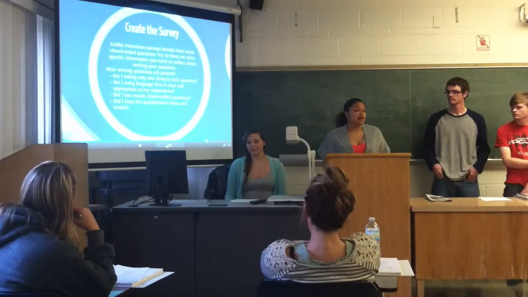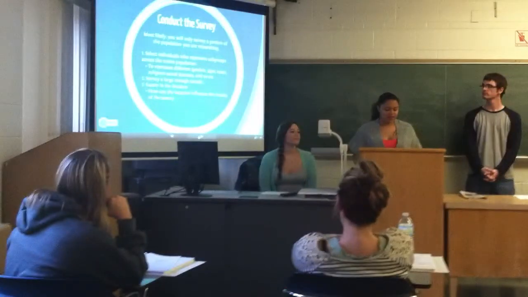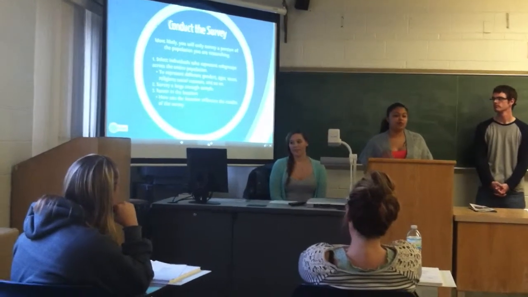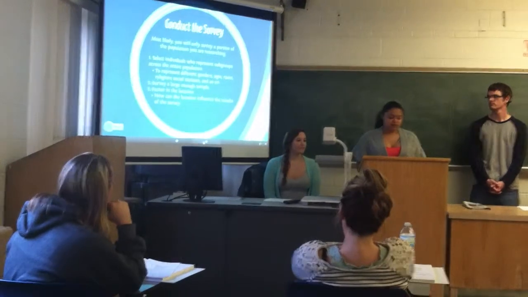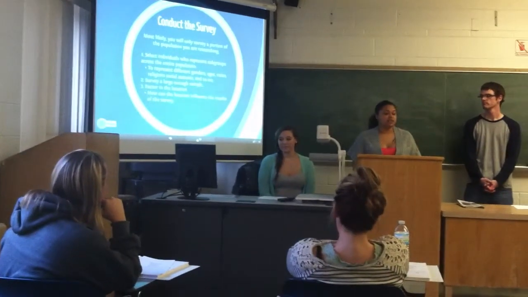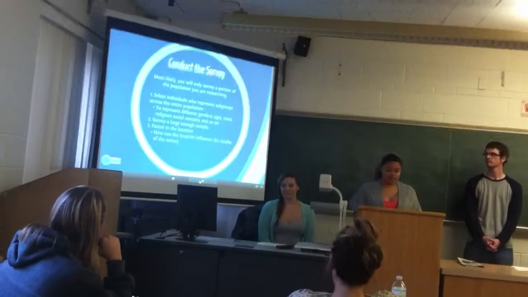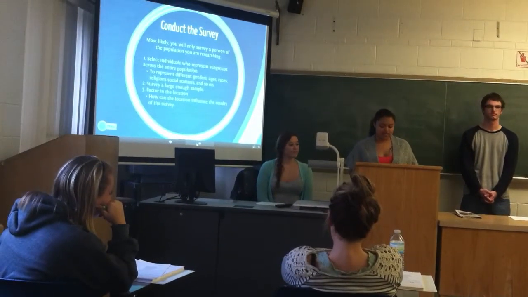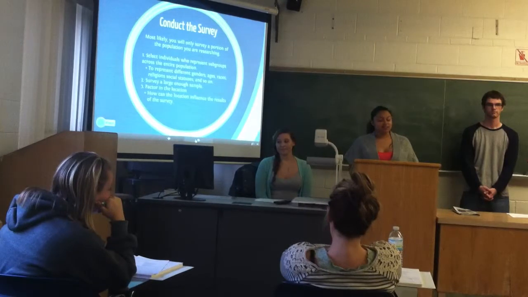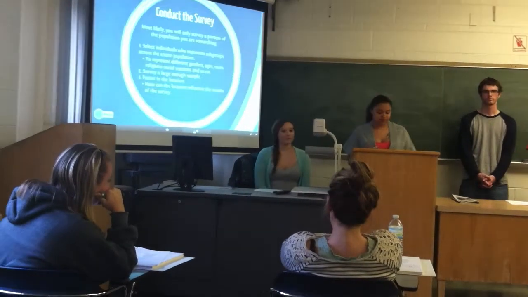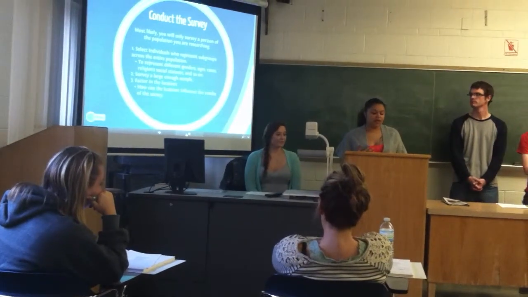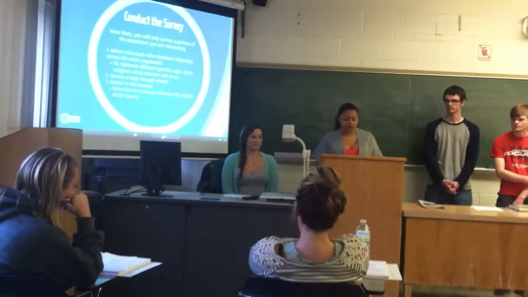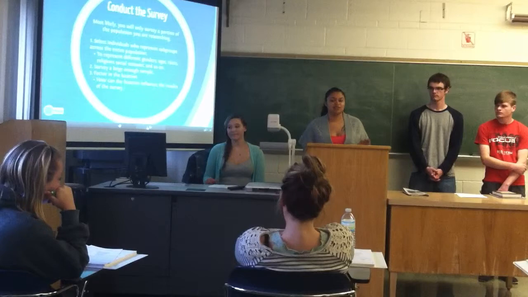Next, you must conduct the survey. It's nearly impossible to conduct a survey with the total population, so most likely, you're going to use a portion of a population. First, you want to select individuals who represent subgroups. These subgroups can represent things like gender, age, race, social status, etc. Next, you want to make sure the sample of your survey is large enough for you to make accurate conclusions. You also want to factor in location and how a location can influence your results.